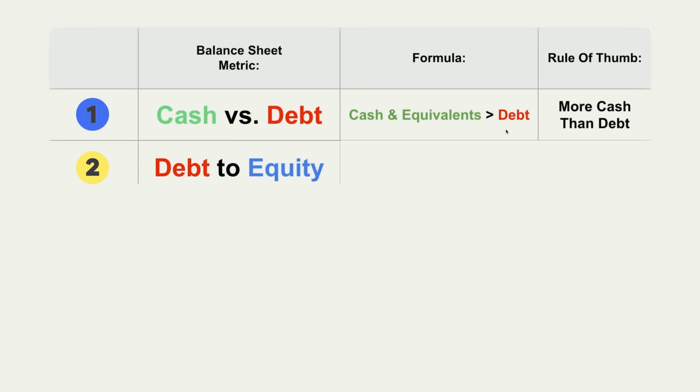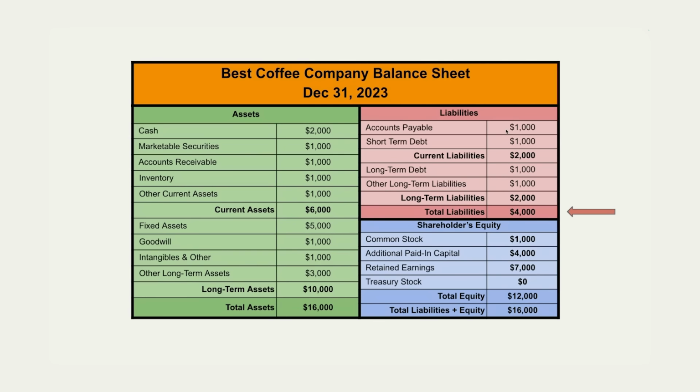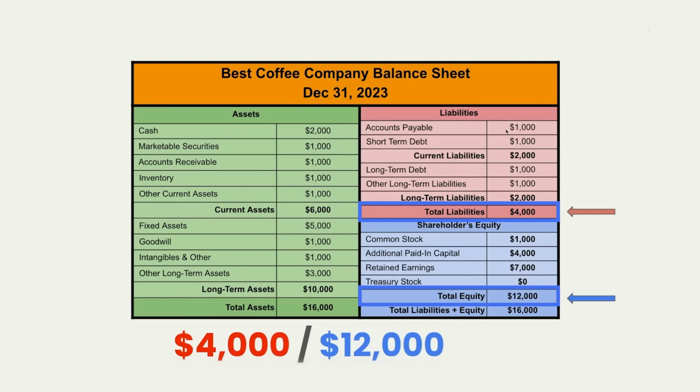Buffett's rule of thumb number 2 relates to the company's debt to equity ratio. The formula here is quite simple. You take the company's total liabilities and you divide it by shareholders' equity. Buffett wants to see this number below 0.8. So when looking at this company, its total liabilities is $4,000. We would take that and we would divide it by the company's total equity, which in this case is $12,000. That would give us a debt to equity ratio of 0.33, which is below Buffett's 0.8 figure.